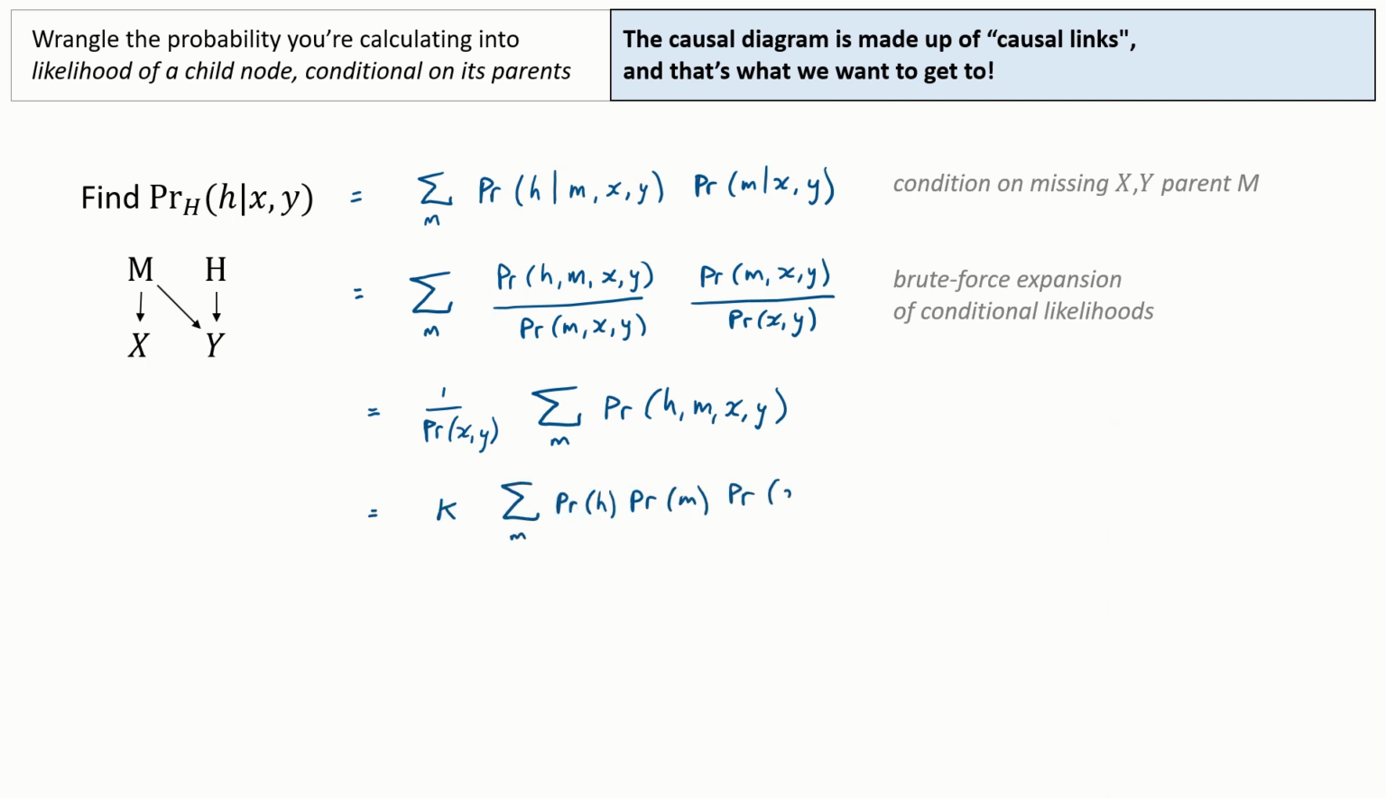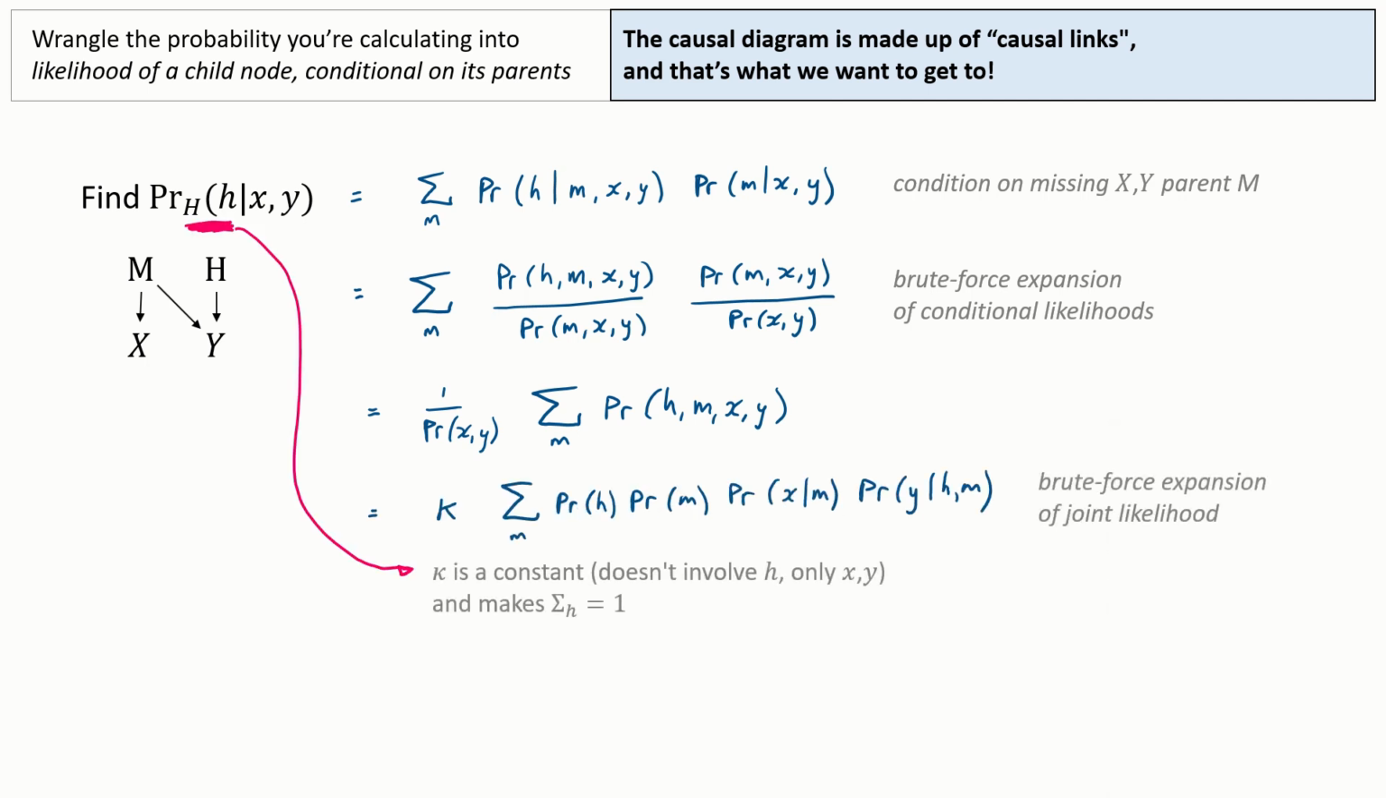I'm just going to do a brute force expansion of this joint likelihood by reading it off the causal diagram. And I'm writing kappa for the term at the front. This term doesn't involve h, so as far as the distribution we care about here is concerned, it's a constant. And we've ended up with an expression which involves just the causal links, the ingredients that have to be given to us in the question. From here, it's simply a matter of plugging in the conditional probabilities that the question tells us, and then finding the right way to solve the sum over m and to find the constant. Those steps will be different in each case.